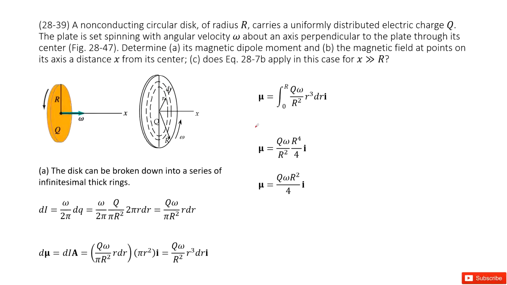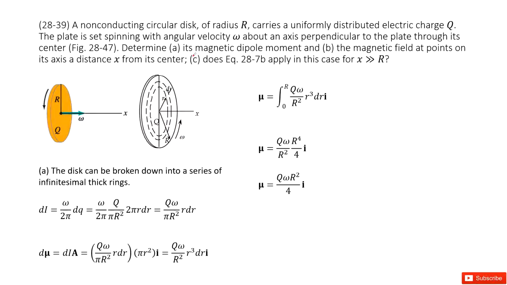Let's look at problem 39 in chapter 28. Chapter 28 is about sources of magnetic fields. So there we have a non-conducting disk, right? And we know it's rotated with angular velocity omega. We need to find its magnetic dipole moment and the magnetic field at a distance x from its center. So how can we do that?